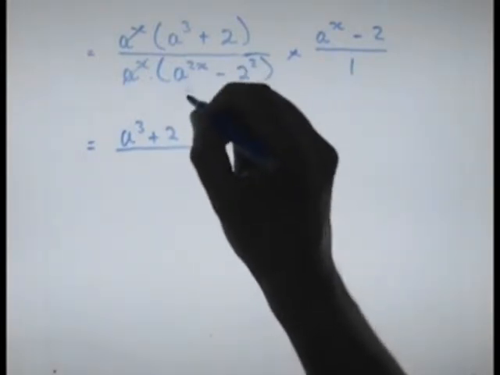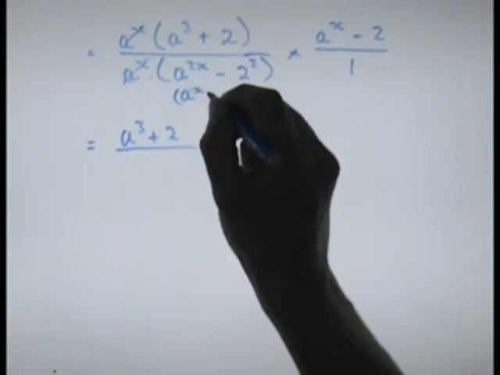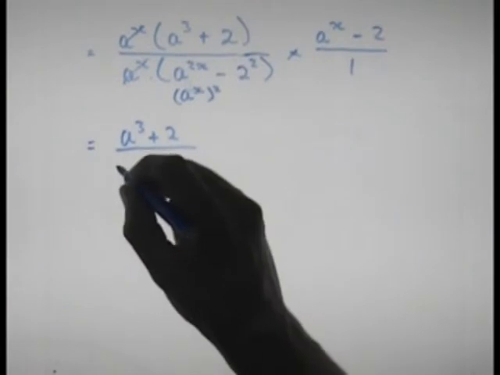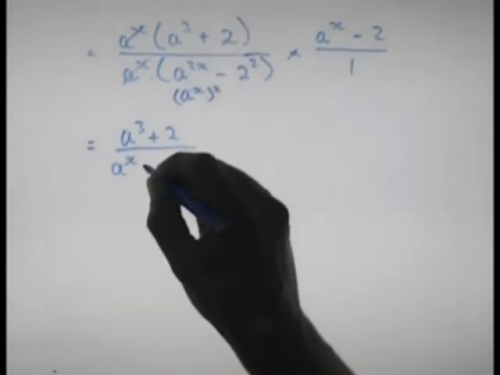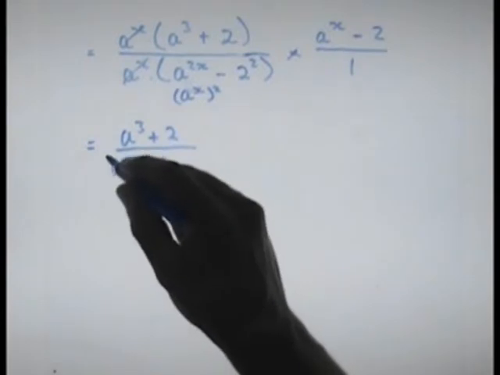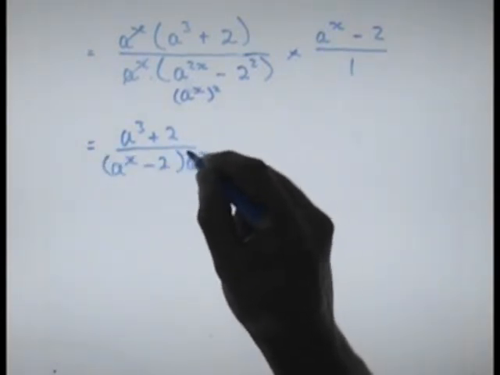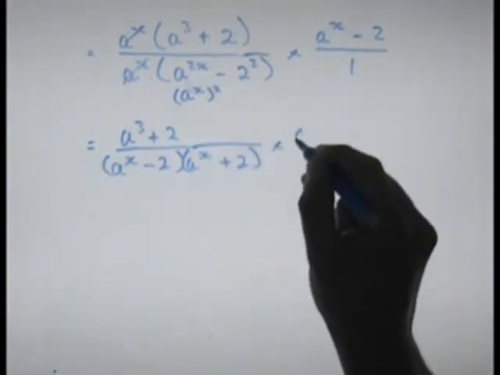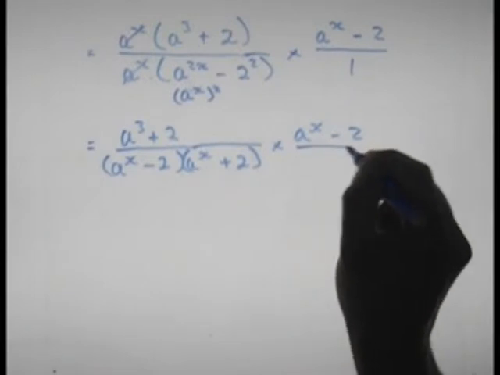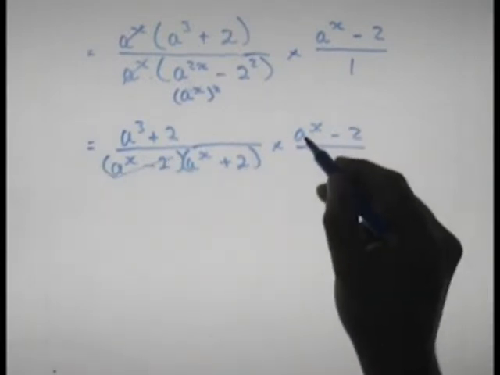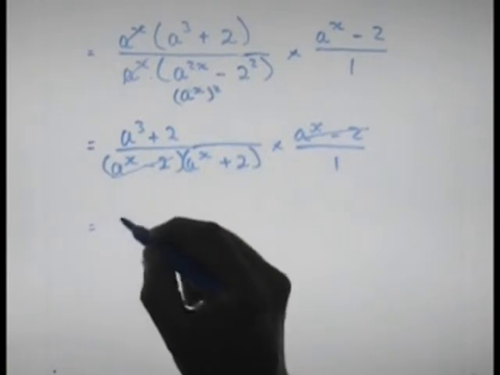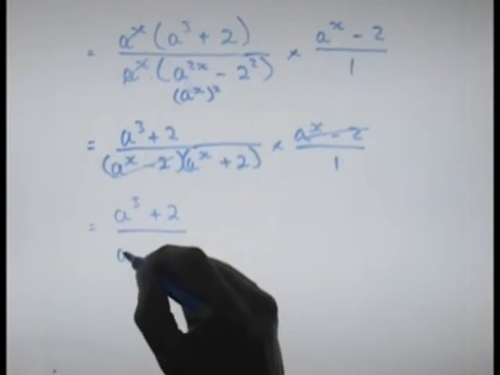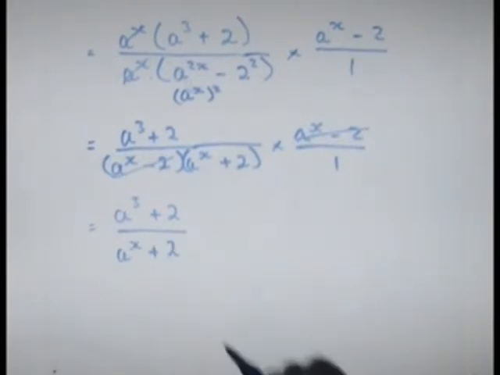Aren't both of these squares? Can't I make this a to the power x to the power 2? Difference of 2 squares. This can become a to the power x minus 2 multiplied by a to the power x plus 2 multiplied by a to the power x minus 2 over 1. That can cancel with that, which leaves us with an answer of a to the power 3 plus 2 divided by a to the power x plus 2.